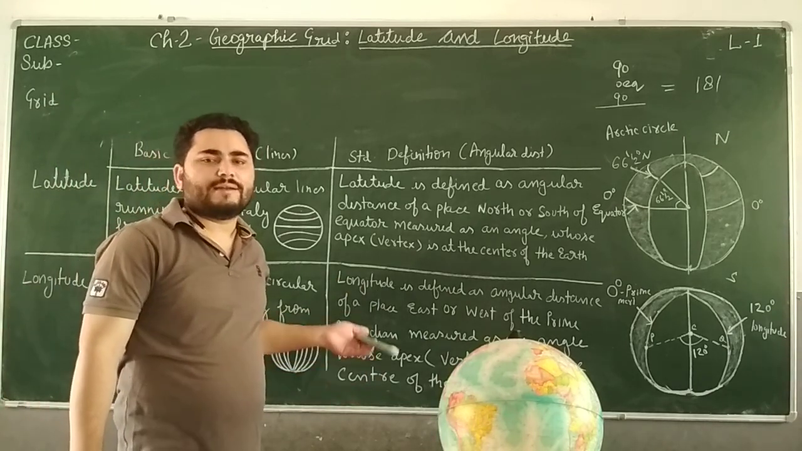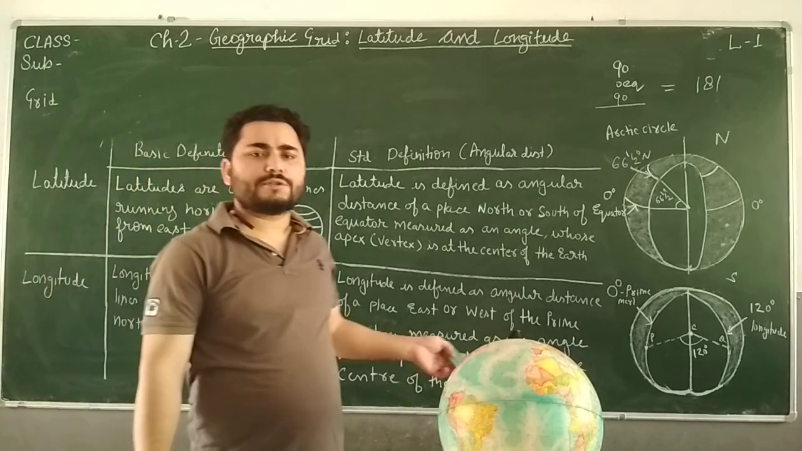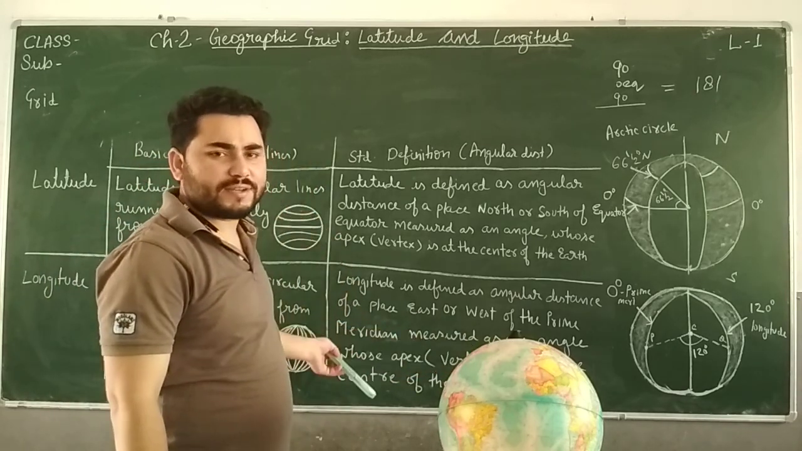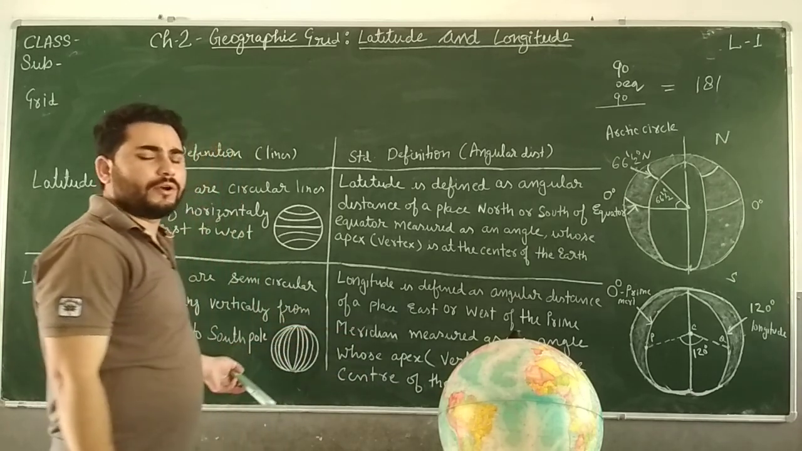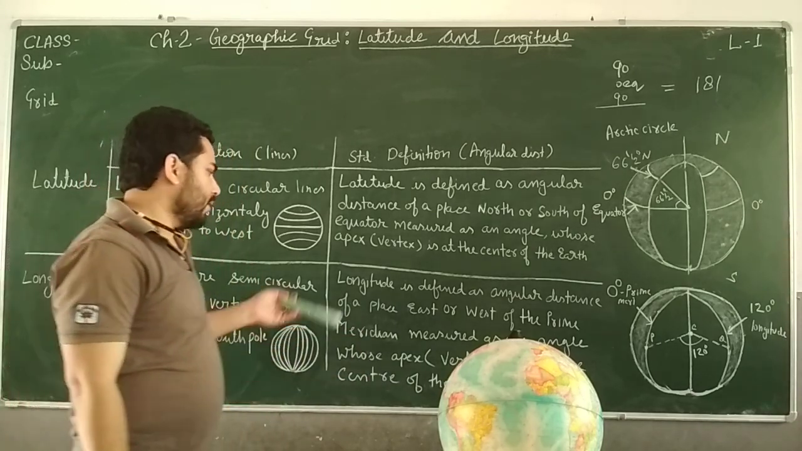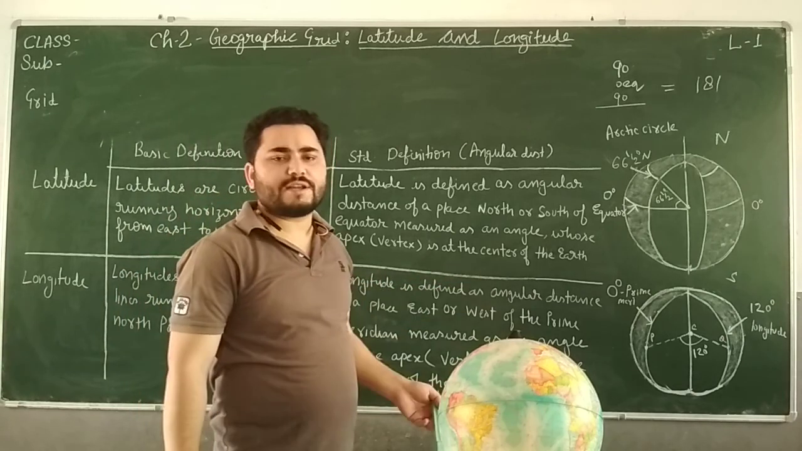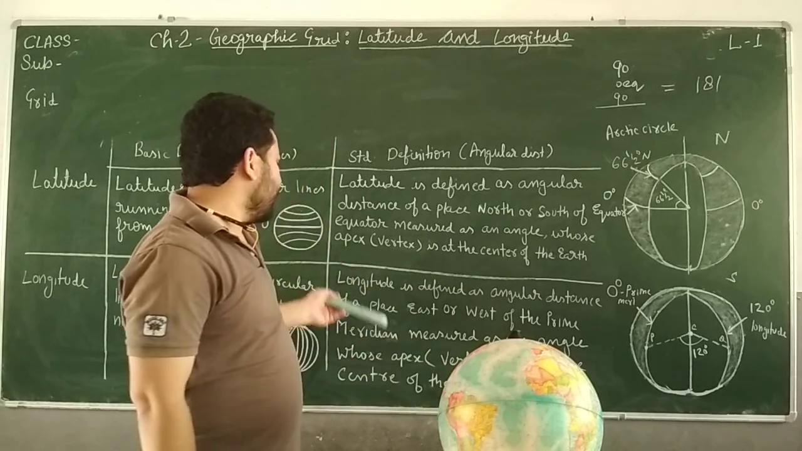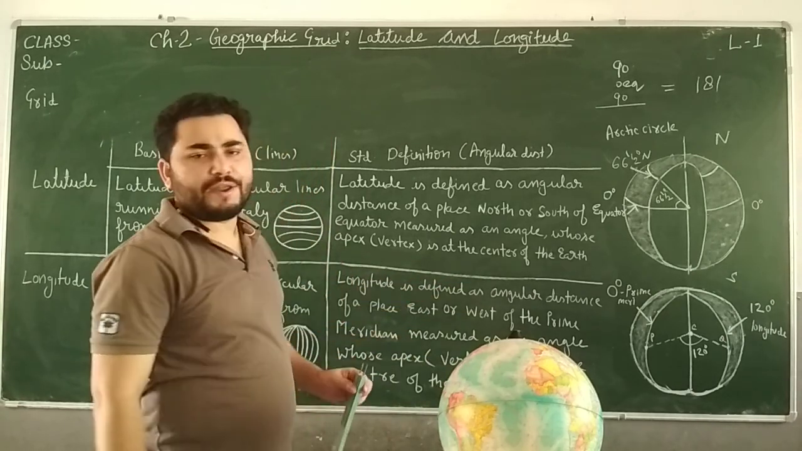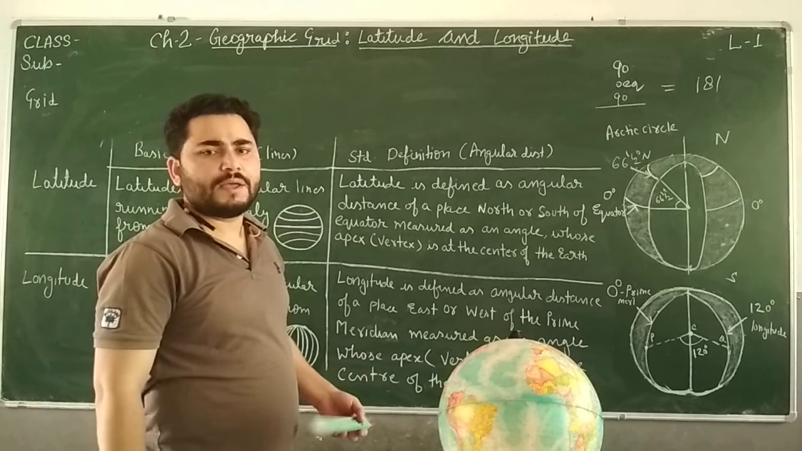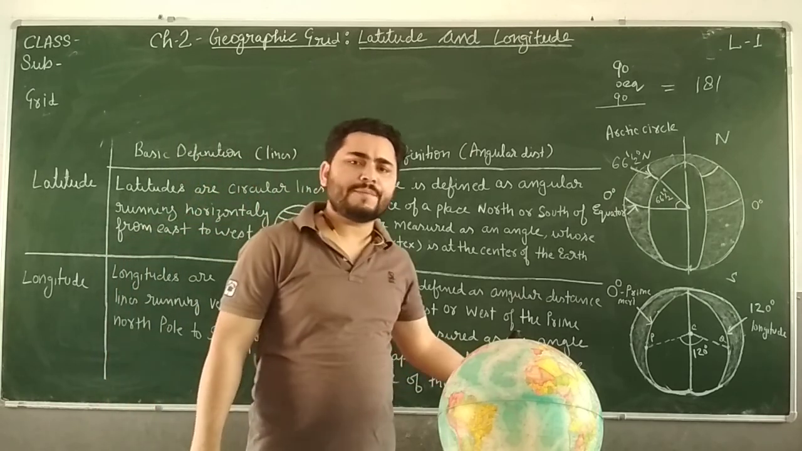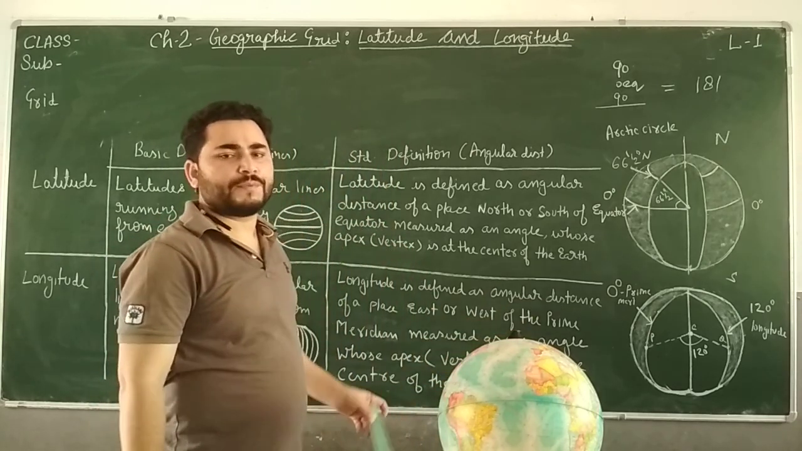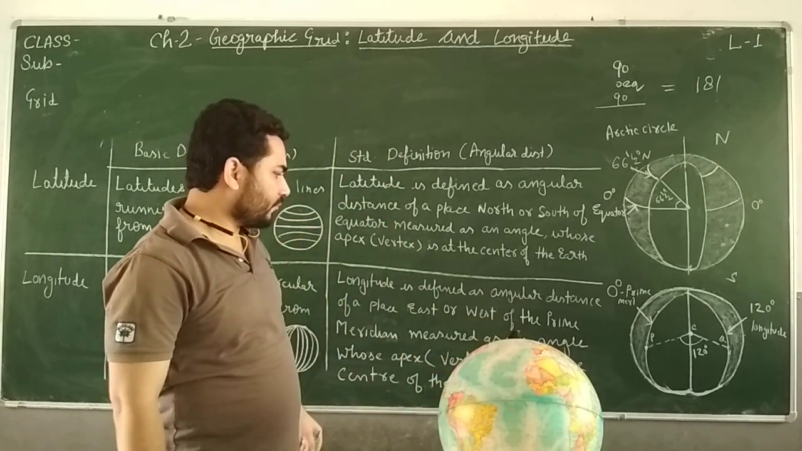So what will that be? Longitude is an angular distance of a place. Longitude is defined as the angular distance of a place east or west of the prime meridian, measured as an angle whose vertex is at the center of the earth. Okay, that will be the definition.